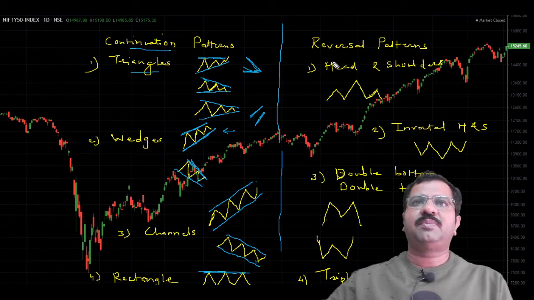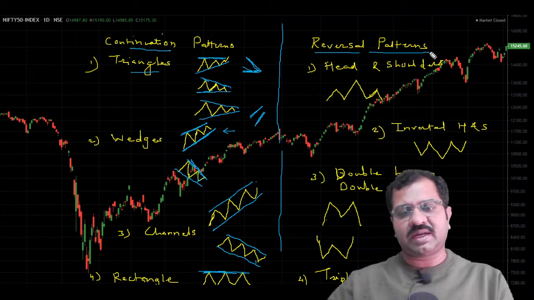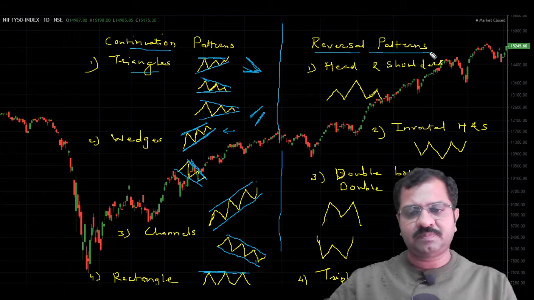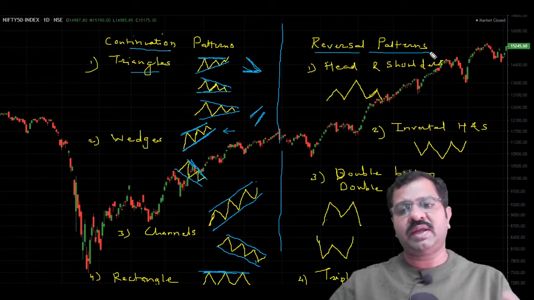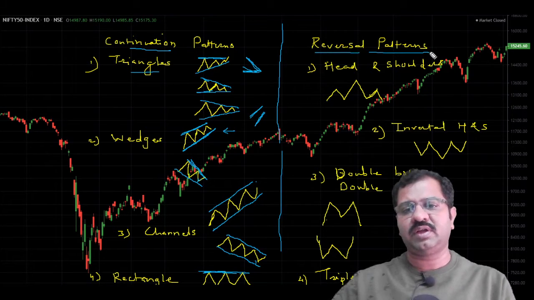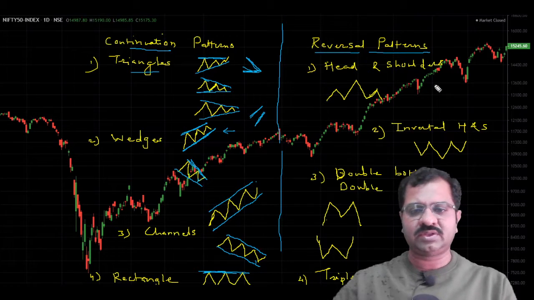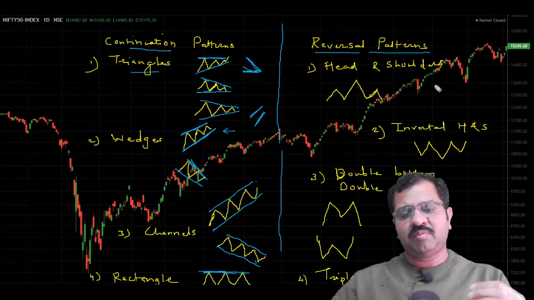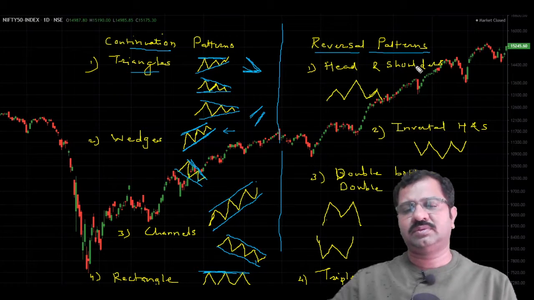Now the second type of patterns are reversal patterns. So when the market is trending, when the trend is going up or down, we want to find when the trend reverses, and these patterns are helpful in that. So if the trend is going up, then in most cases you will see the head and shoulders pattern form.